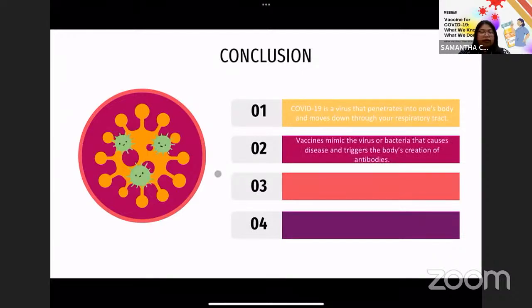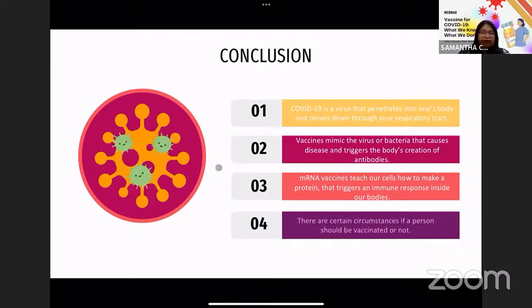Second point is that vaccines mimic the virus and trigger the body's creation of antibodies. These antibodies will then provide protection once a person is infected with the virus.